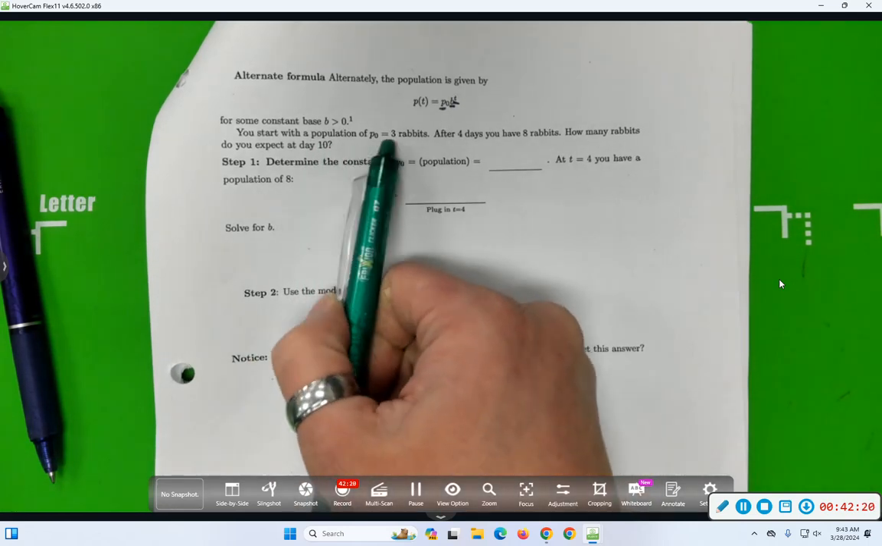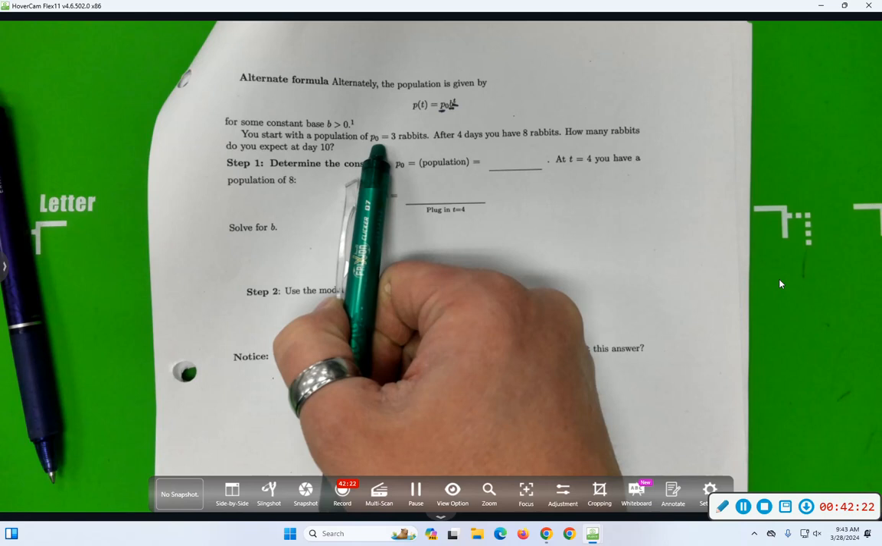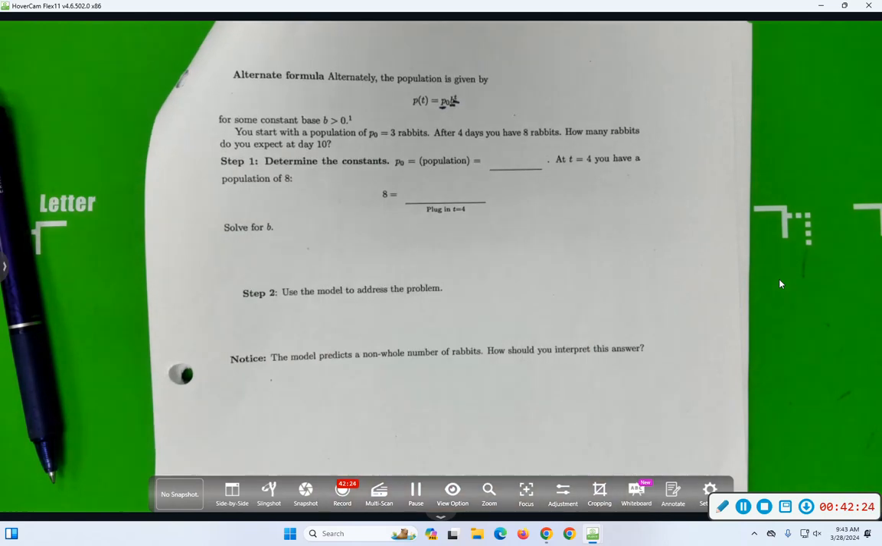So let's suppose you start with a population of 3 rabbits. After 4 days, you have a population of 8 rabbits. Again, that seems unreasonable. I don't think rabbits reproduce that quickly, even in the summer seasons.